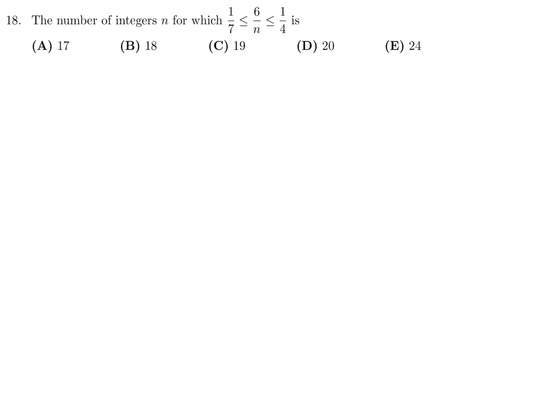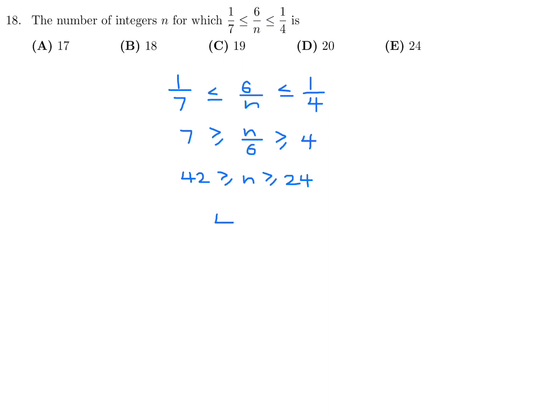The number of integers n for which 1 over 7 is less than or equal to 6 over n is less than or equal to 1 over 4 is... 1 over 7 less than or equal to 6 over n less than or equal to 1 over 4. I'll flip them. So we got 7, and then you got to reverse the signs, n over 6, reverse the sign, 4. Multiply through by 6, and we got 42 greater than or equal to n greater than or equal to 24. So n is any number that is between 42 and 24 inclusive, and that is a total of 42 minus 23, which is 19 numbers, all those integers. So number 18, the answer is C.